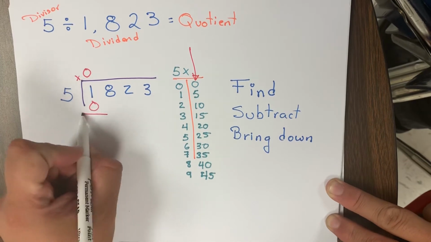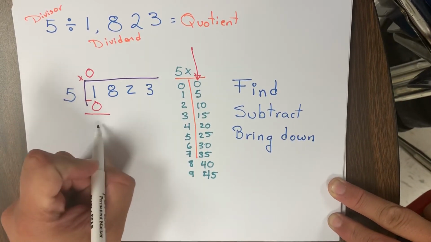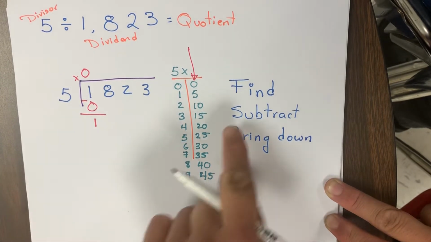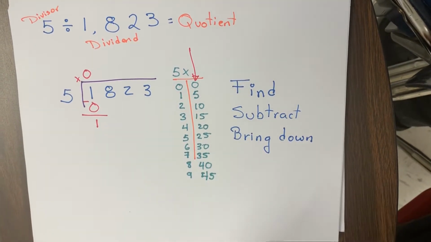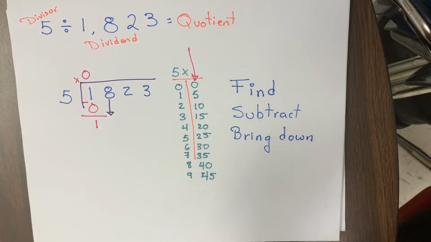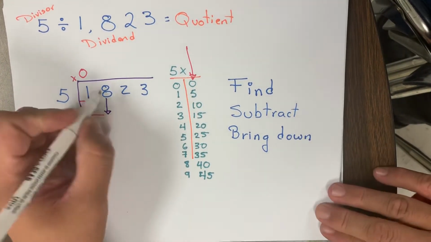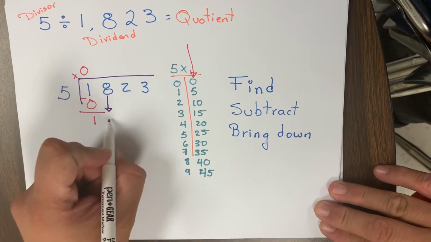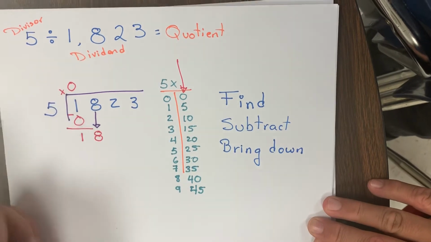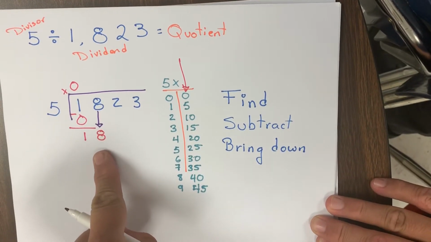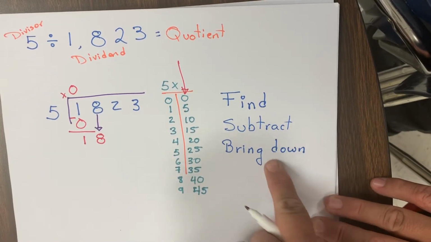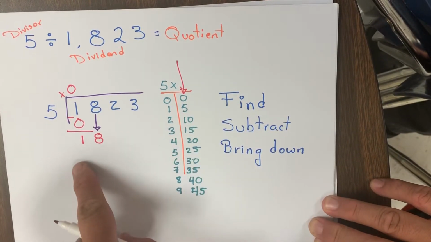Now I'm going to subtract: 1 minus 0 equals 1. And it says in my recipe that when I'm done subtracting, I need to bring down. I'm going to bring down the next digit, that is 8. So the 8 is going to come beside the result of the subtraction, so it's going to be now 18. I brought it down, now I need to find again. So I'm going to find the 18.